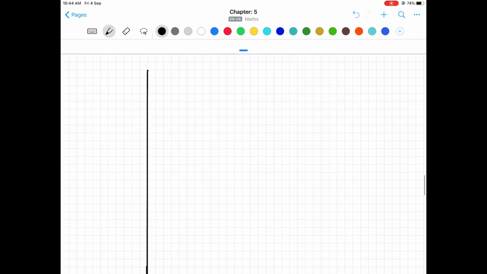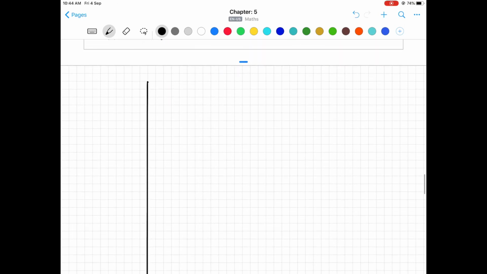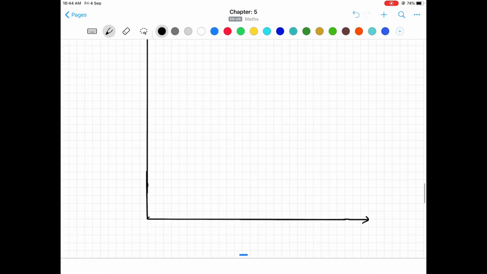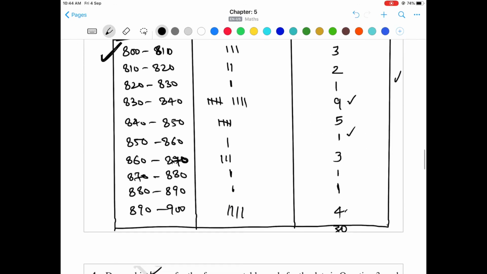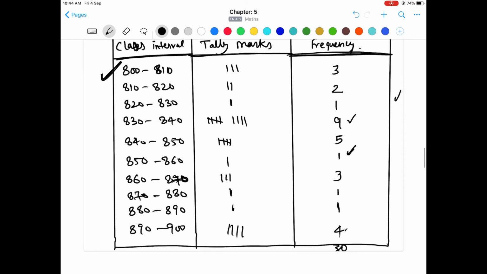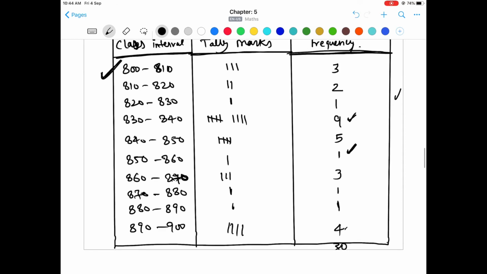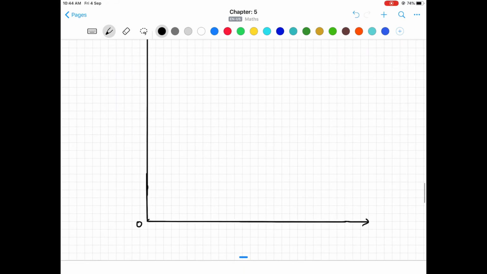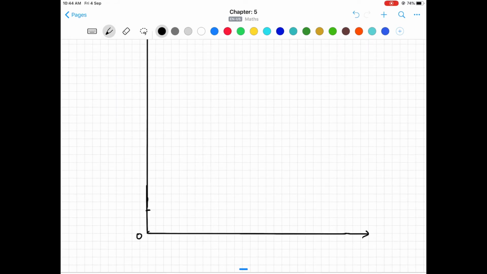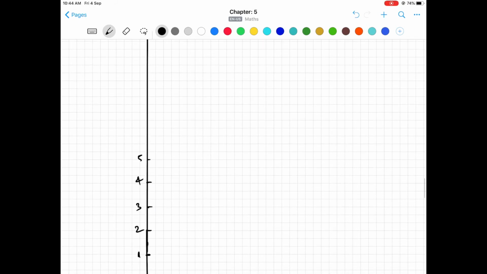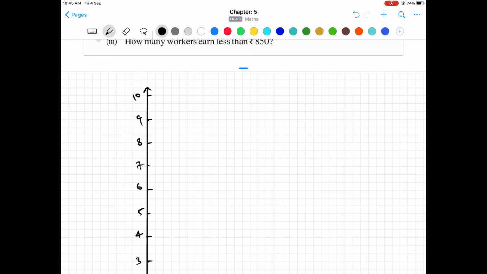So in order to draw this histogram, we need to draw two axes, one vertical axis, this one, and the horizontal axis, this one, and both should be at 90 degrees. Okay, so you can see here the highest frequency that we have is 9 and the lowest is 1. So we'll divide this axis accordingly. From the smallest number, 1, I'll start from 1 here, 2, 3, 4, 5, 6, 7, 8, 9, let's go up to 10 here.